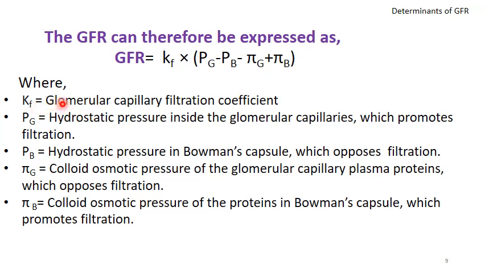Here, Kf is equal to glomerular capillary filtration coefficient, which promotes filtration. Pg is equal to hydrostatic pressure inside the glomerular capillaries, which promotes filtration. Pb is equal to hydrostatic pressure in Bowman's capsule, which opposes filtration. Pi g is equal to colloid osmotic pressure of the glomerular capillary plasma protein, which opposes filtration. Pi b is equal to colloid osmotic pressure of the proteins in Bowman's capsule, which promotes filtration.